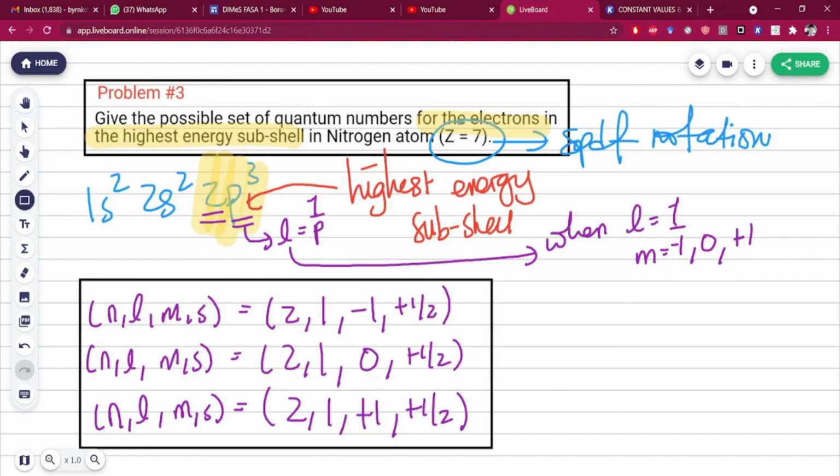You're going to write it that way because you have 3 electrons right here. That's why you're going to have 3 sets. And you have 1 mark, 1 mark, and another 1 mark.